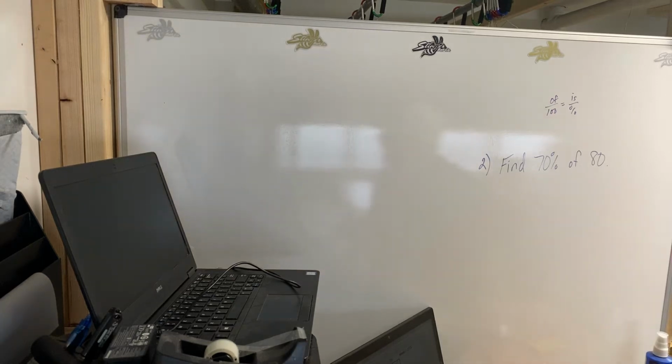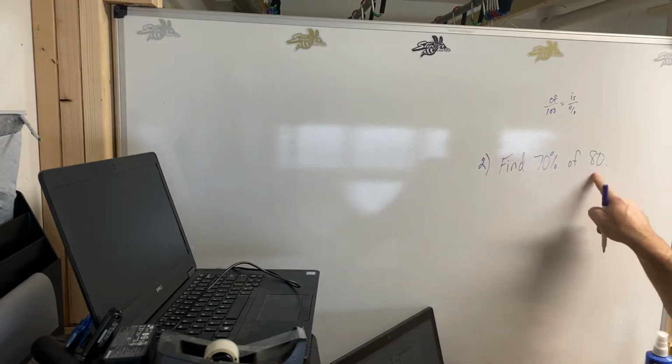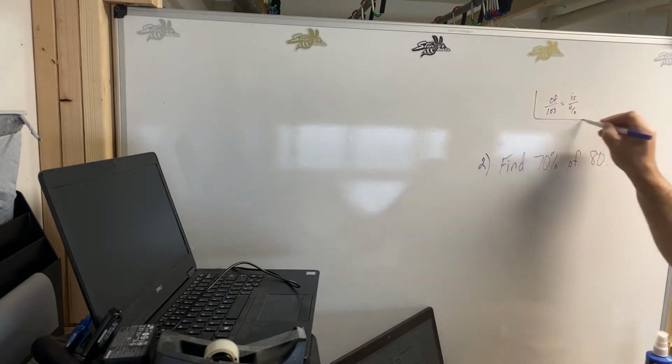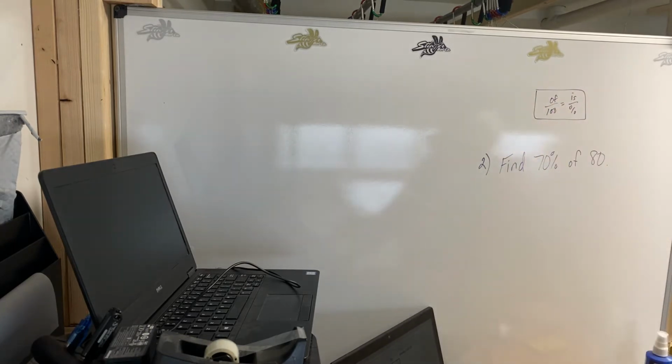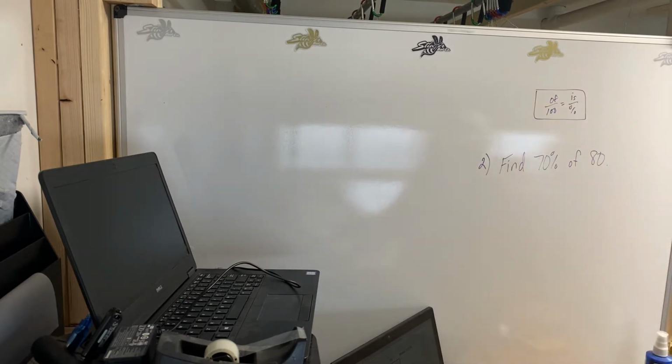Okay, now on to warm up number 2. What we're going to look at is number 2, which says find 70% of 80. So it's similar to the last problem. Once again, we are going to use this. This is kind of the stepping stones of moving into what we're going to talk about today.